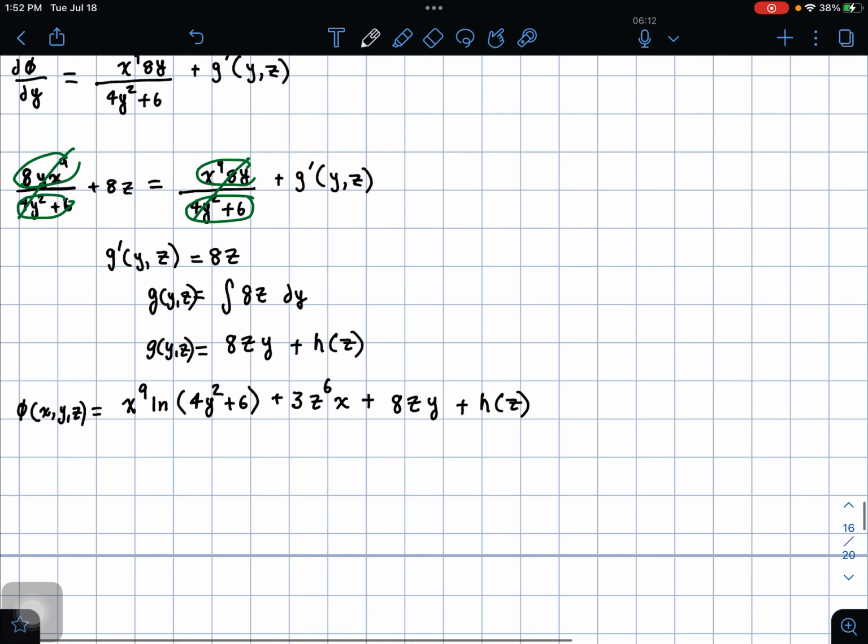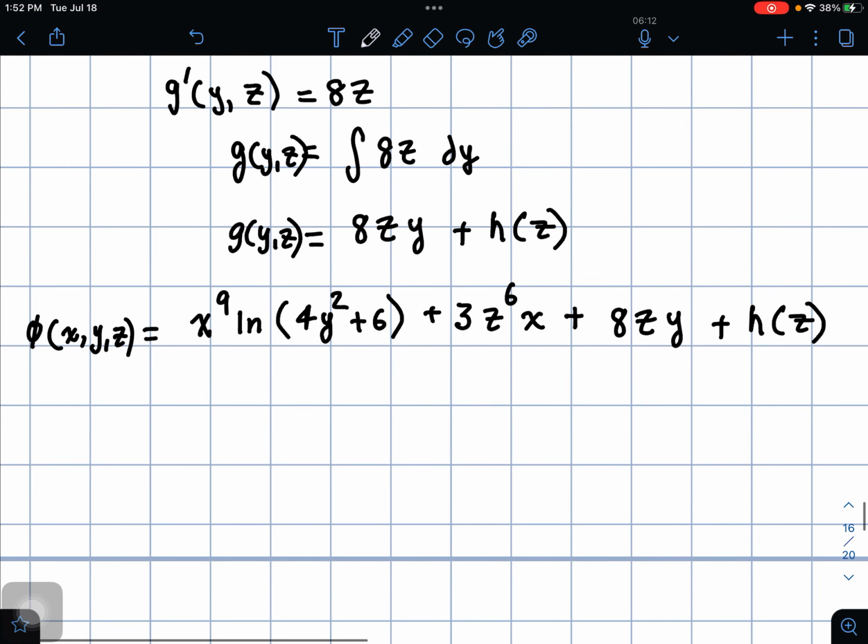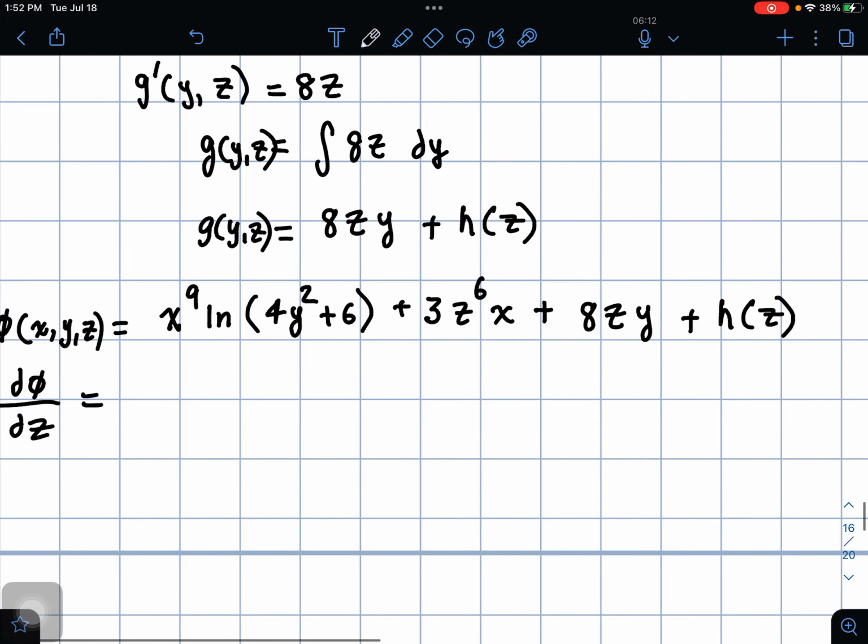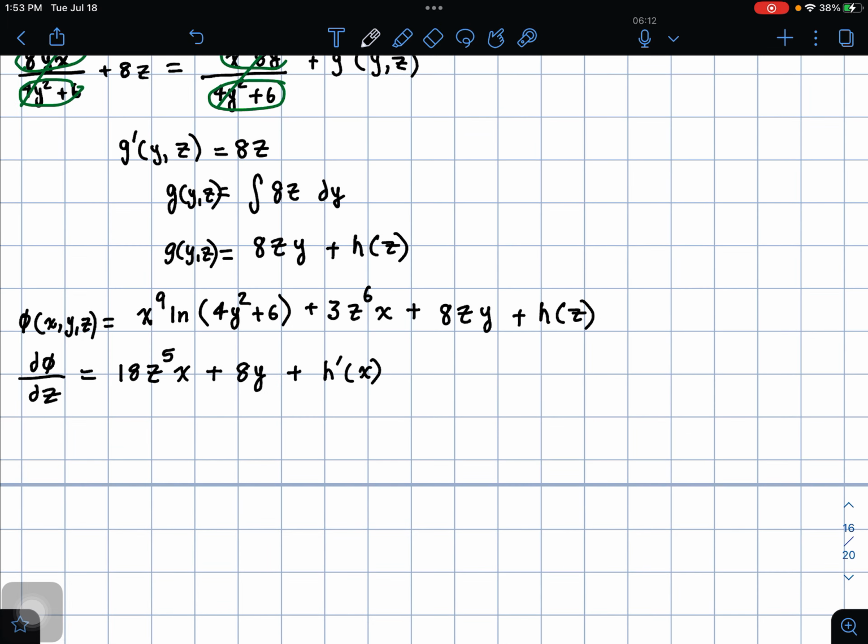Okay, let's go. So let's differentiate this. We get del phi del z. This thing is just a constant, so that disappears. This thing is not a constant, so that stays, and this thing stays as well. This one right here will be 18z to the 5x, right? And then this thing right here is just going to be 8y. And we have h prime at, oh no, not x, sorry, z.